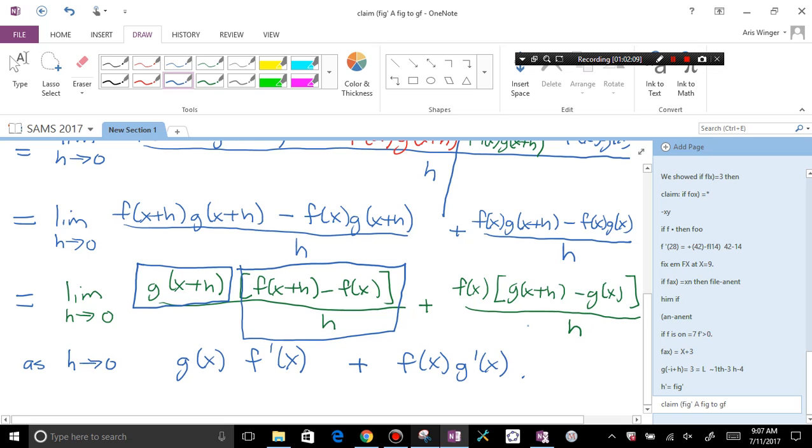That if I have f of x, g of x, and I look at the derivative, it is g times f prime plus f times g prime, not because we said so, but because we just proved it.